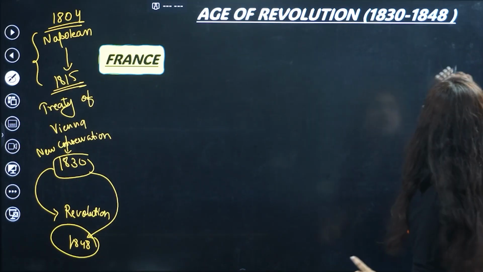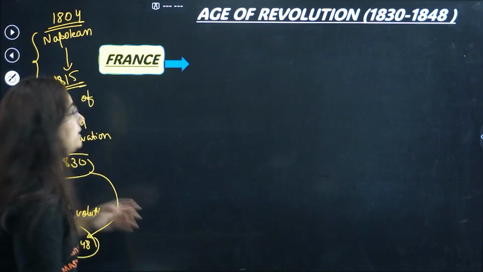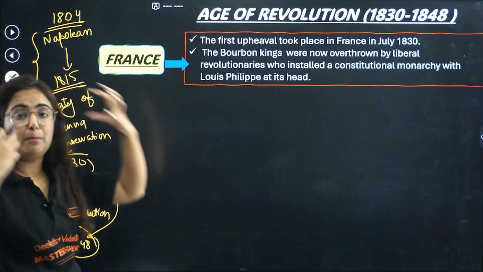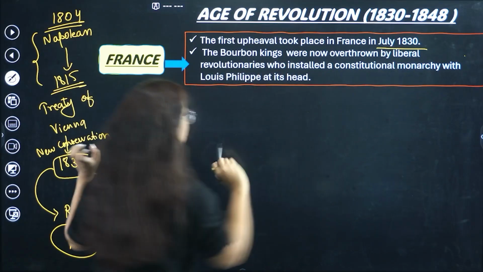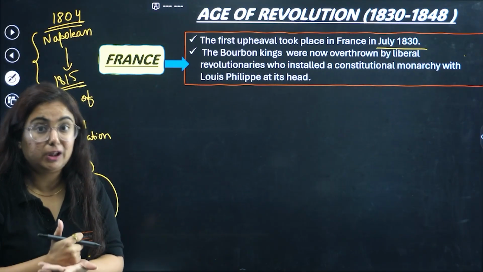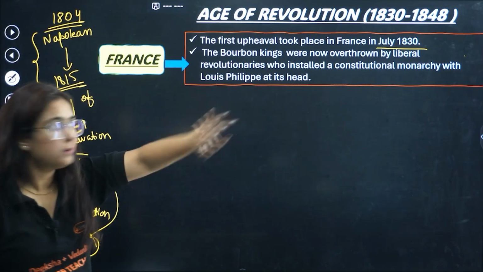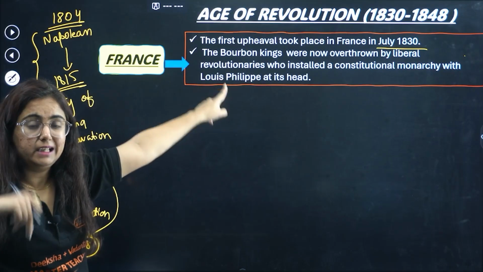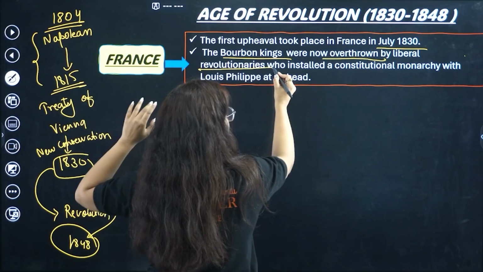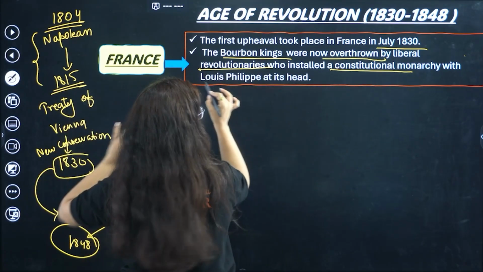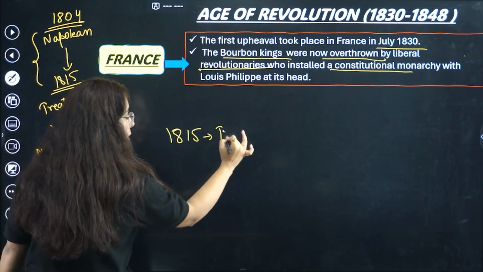Clear? First, let us start with France. Everything is starting in France. The first upheaval took place in the month of July 1830 against the Bourbon kings. Do you remember what happened in 1815 at the Treaty of Vienna? When Napoleon was defeated, the Bourbon dynasty was brought into power. Now in 1830 the people fought against the Bourbon king. They were overthrown by liberal revolutionaries, who established a constitutional monarchy.